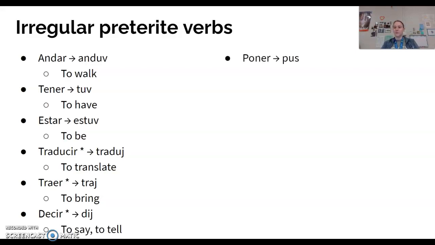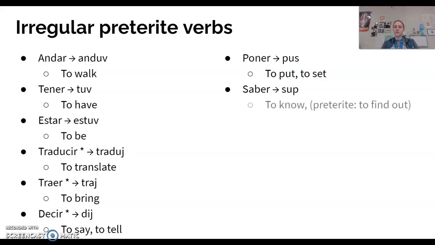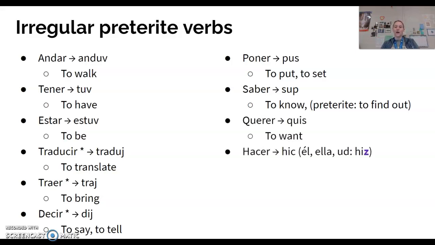Poner becomes pus, and that's to put or to set or to place. A lot of people get poner and poder mixed up in the preterite tense, so be aware of that. Saber becomes sup, and that's to know. In the preterite, saber means to find out. Querer becomes quis, and that's to want. Hacer becomes, the new stem is hic, except for the usted, él, ella, then it's hiz with a Z, but we know that one already. It's to make or to do.